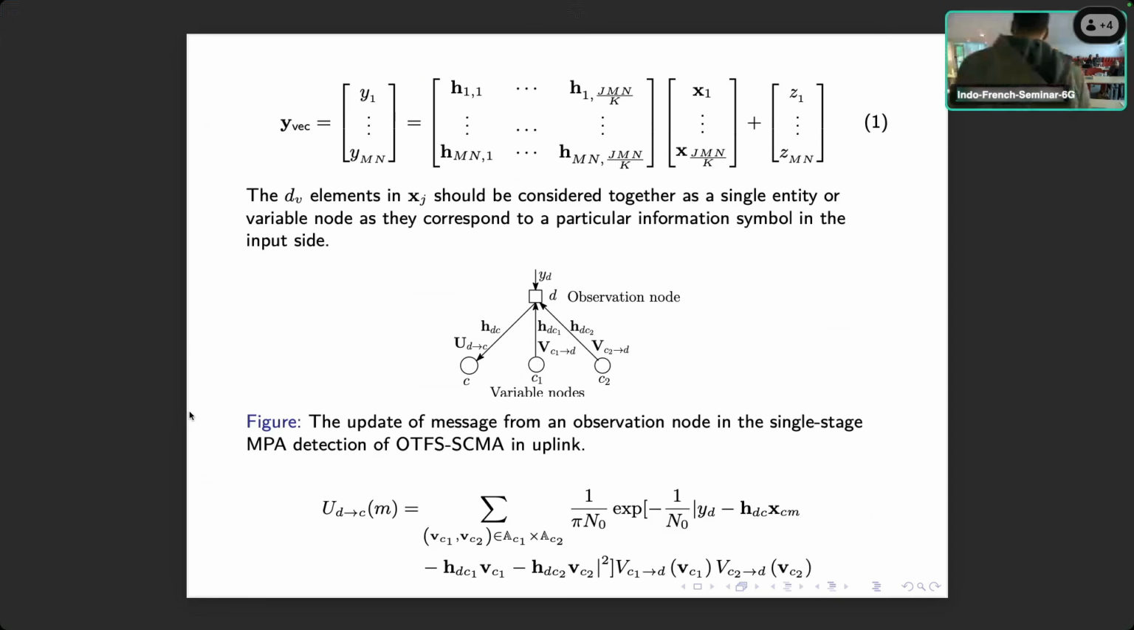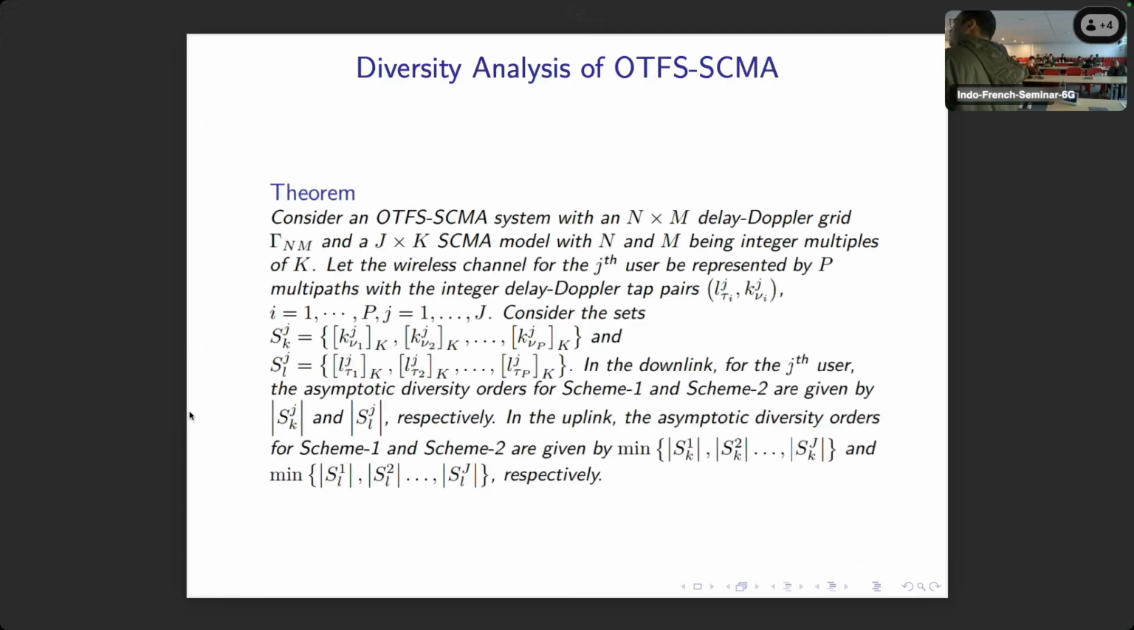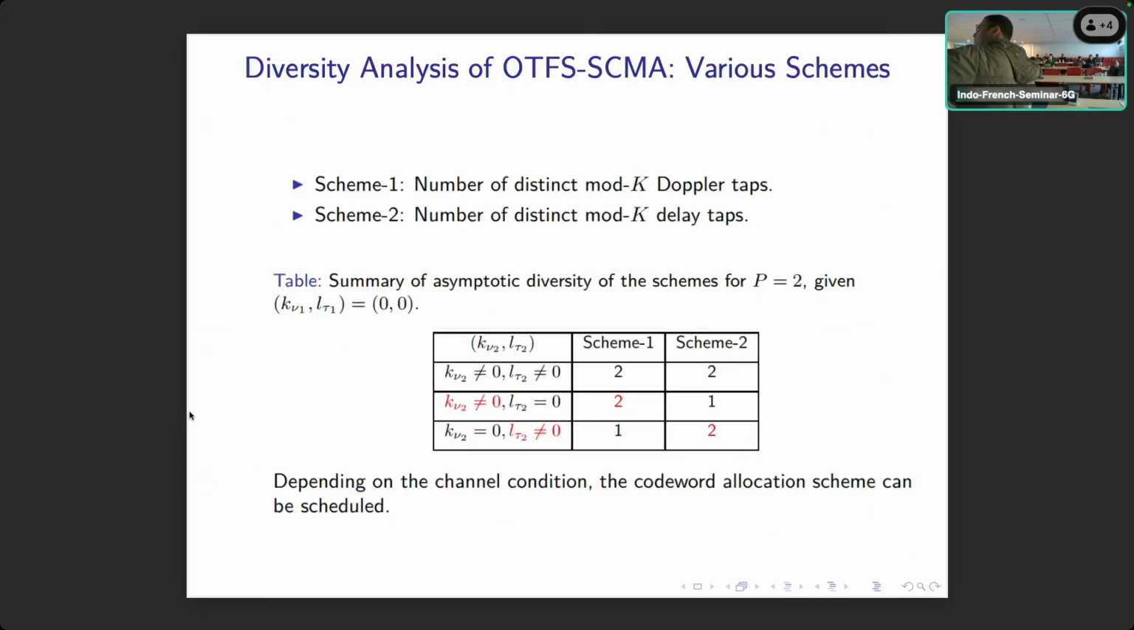Okay. The complexity is a little bit more, but however, in the performance, we didn't use any approximation. We derived the diversity analysis of OTFS SCMA. So we could find out that in the downlink case, the diversity order is given by the number of distinct Doppler taps. How many distinct Doppler taps are there in the channel? So the scheme 1, that gives the diversity order. In scheme 2, the number of distinct delay taps. How many distinct delay taps are there? Depending on that, we can derive the diversity order. So this table shows the summary of this diversity analysis.